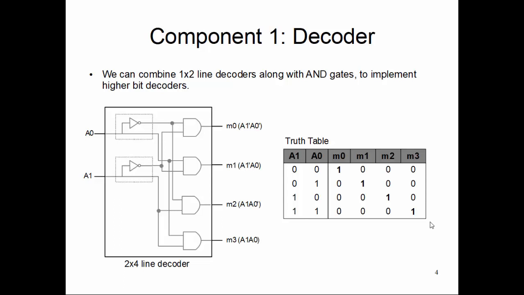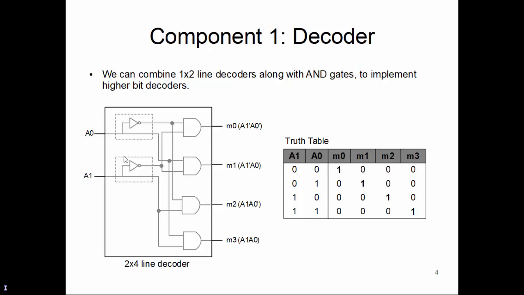For this specific component, we can start from the basic 1 to 2 line decoder and then combine them through AND gates. You all know that minterm 0 is defined as A1 bar A0 bar. So we take A0 bar from the 1 to 2 line decoder and A1 bar from the other 1 to 2 line decoder, and combine those through an AND gate, and that becomes my M0. Similarly, for M1 we combine A1 bar and A0, for M2 we combine A1 and A0 bar, and for M3 we combine A1 and A0. So this becomes your 2 to 4 line decoder circuit.